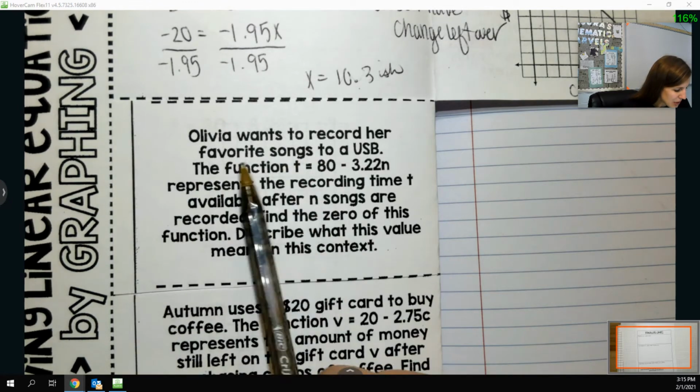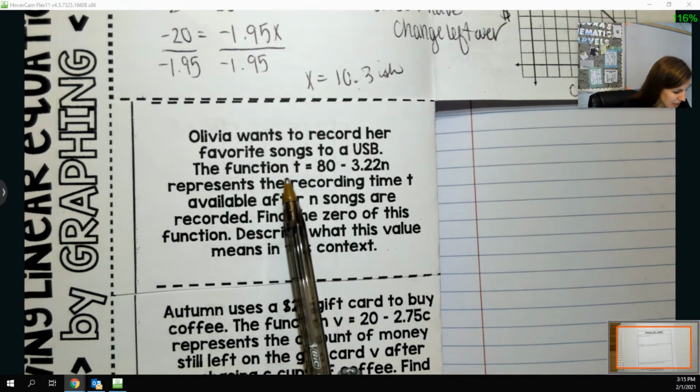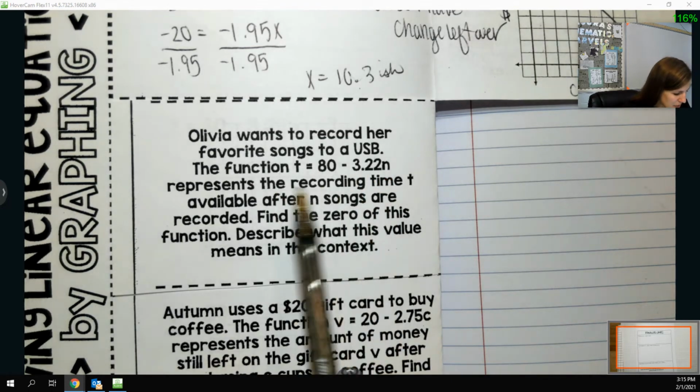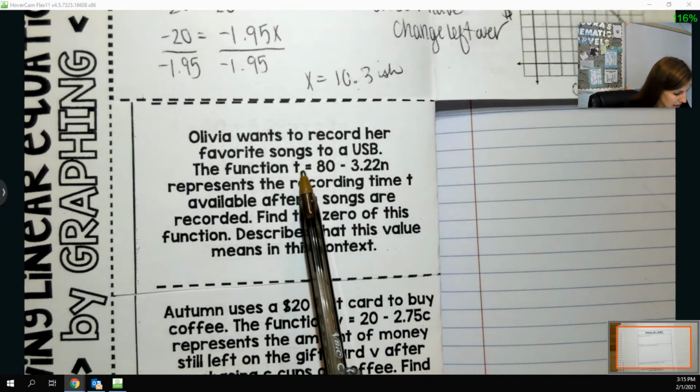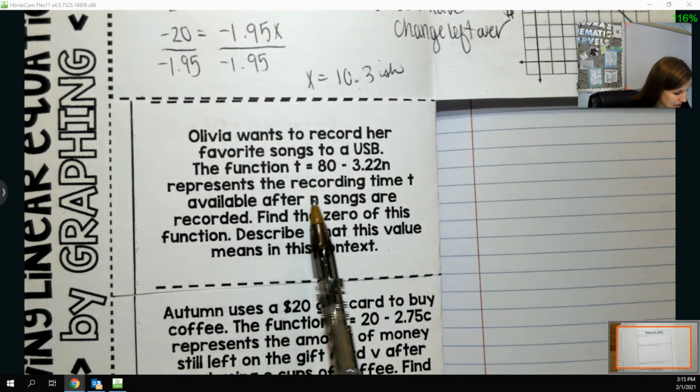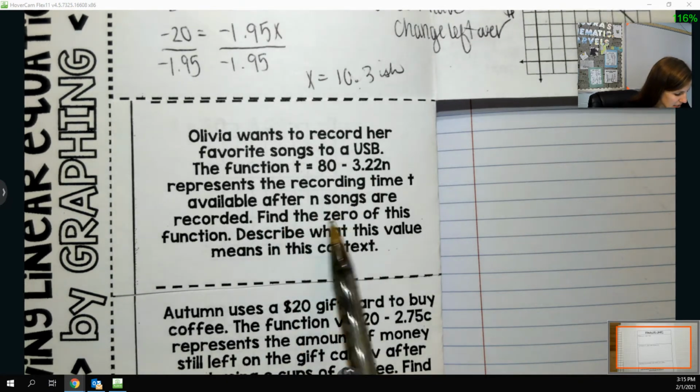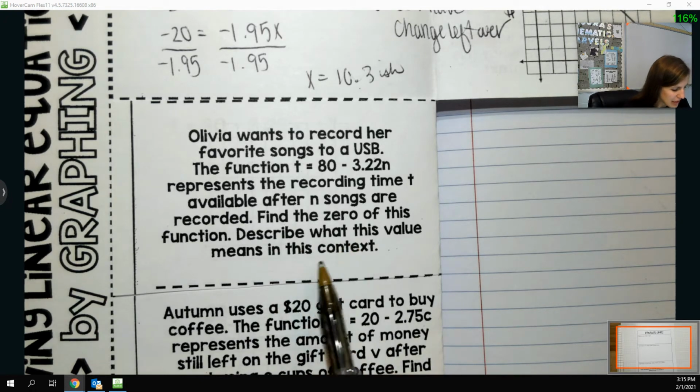So Olivia wants to record her favorite songs to a USB. The function t equals 80 minus 3.22n represents the recording time t available after n songs are recorded. Find the zero of this function. Describe what this value means.